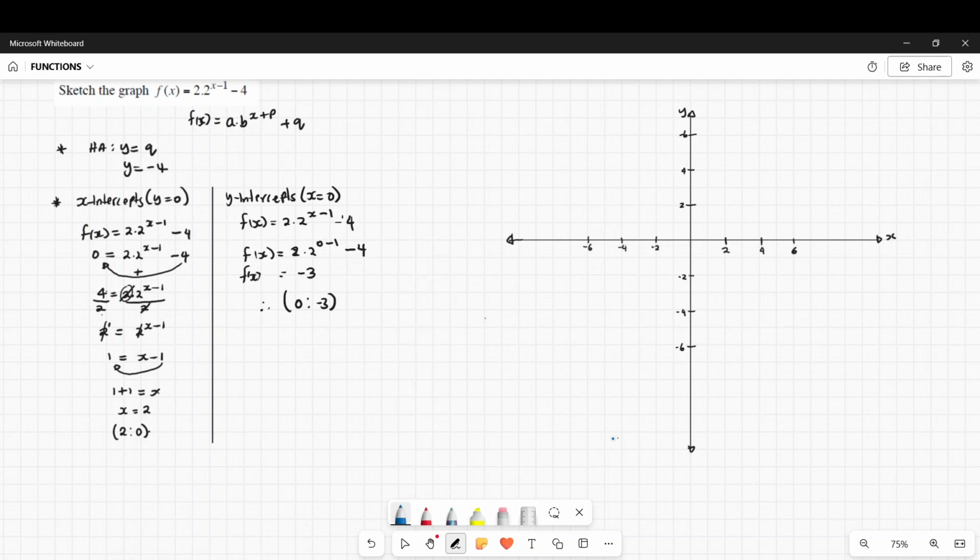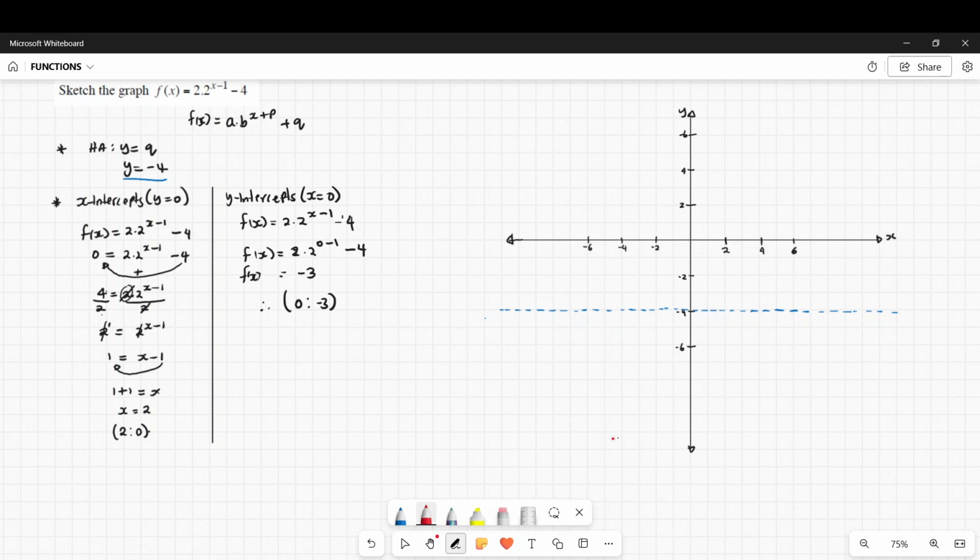The first thing that you will need is the asymptote. The horizontal asymptote, which we know is y is equal to -4. So let's start with that. We're going to put a dotted line, a horizontal dotted line, indicating that the graph will never touch here. You're also going to extend it to the negative side, so you're going to have something like that. Once you're done having that, you can come on to sketch.